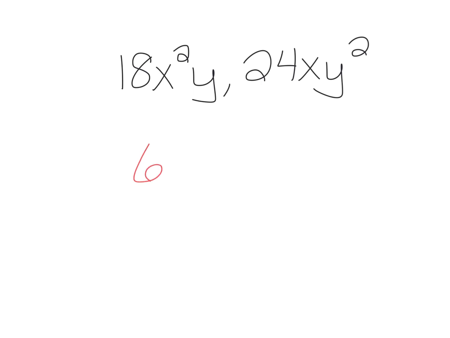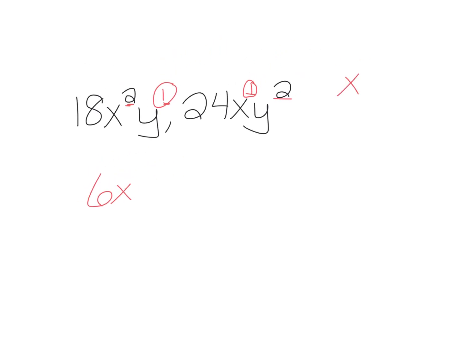Okay, now we need to look at the x's. One of them has 2, the other one has 1. How many do they have in common? They have 1 in common. Take the lowest. X. And then y's, they have 1. This one has 2. How many do they have in common? They have 1, right? Okay, so think of this. One has 2 x's, the other one has 1. How many do they have in common? Only 1. Okay, same thing with the y's. We said they had 1 in common. Okay?